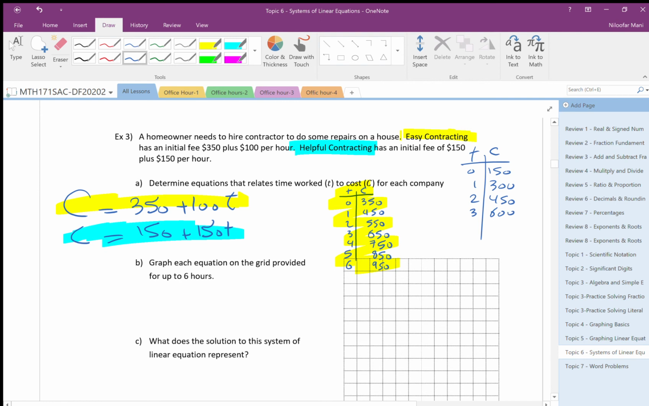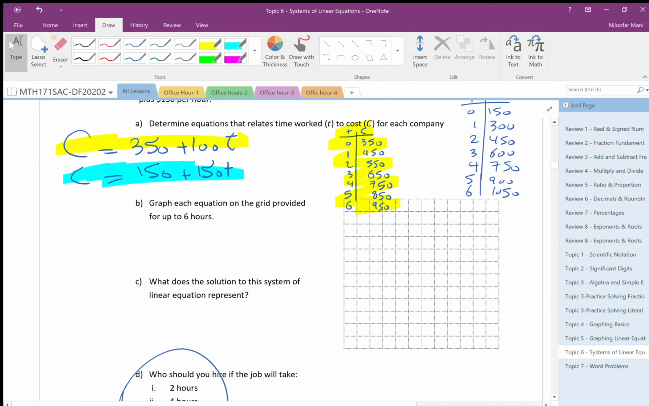And then, let me see, 150, and let me see, okay, so 3, yes, 600. And then after 4 you pay 750. 5 you pay 900, and 6 you pay 150. Okay, 150.